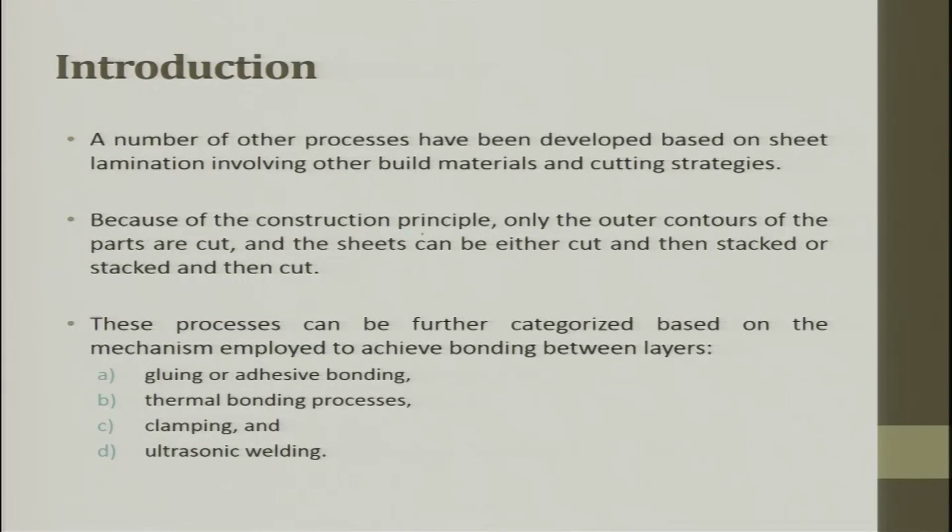Because of the construction principle, only the outer contour of the parts is cut, and the sheet can either be cut and then stacked, or stacked and then cut. So, both options are there. These processes can be further categorized based on the mechanism employed to achieve the bonding between the layers. Gluing and adhesive bonding. Thermal bonding can be done, that means only heat, you apply a glue to join. Then we can do clamping, and you can also do ultrasonic welding.